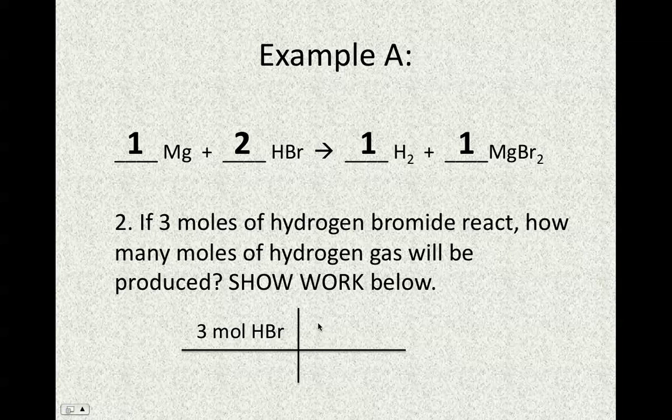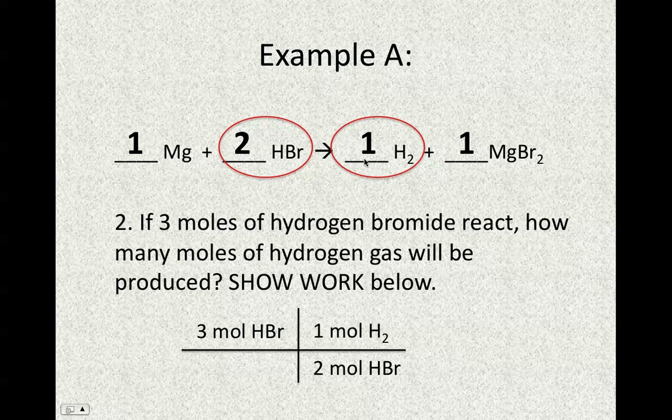So just like our normal dimensional analysis, we're going to start with what we know. In these calculations, you have to include the formula of the compound or element that you're working with. So you have 3 moles of HBr. I then go and find that compound in the equation and locate its coefficient, which is a 2, which means that I have 2 moles of HBr in the reaction. And then I go and find what I'm looking for, which is hydrogen, and I take its coefficient, and I'm going to plug that into the equation.